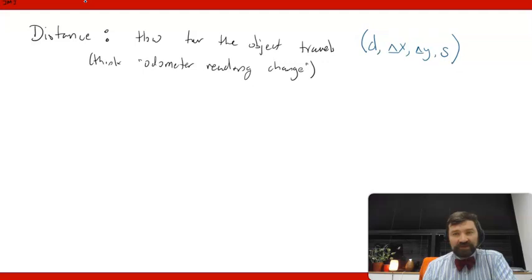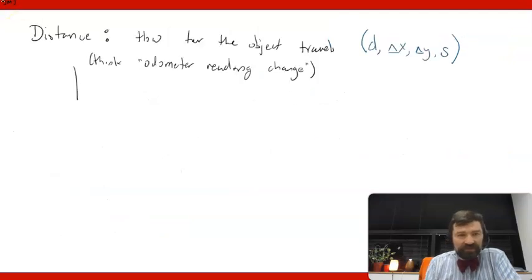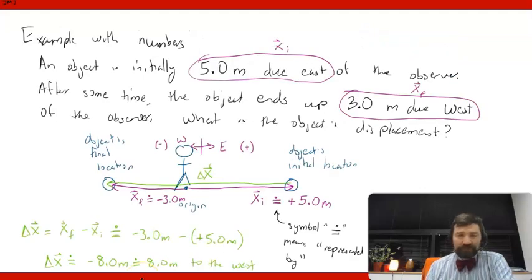Now notice that none of them have the little arrow over them that we had for position or for displacement. That is because distance, unlike these other things, is a scalar, not a vector. The other two, position and displacement, are both vectors. Now the magnitude of the displacement could be a distance. If I go back to this previous problem, for example, the magnitude of delta x would be 10 meters.